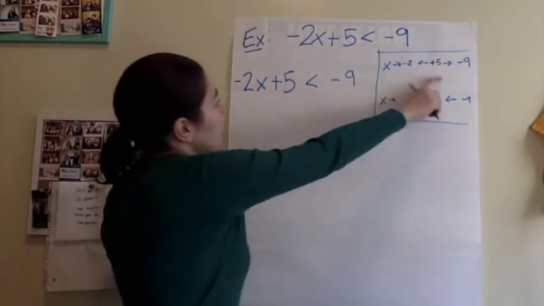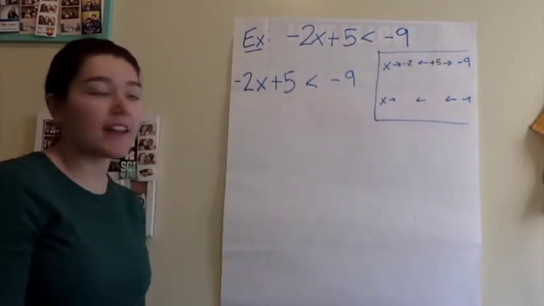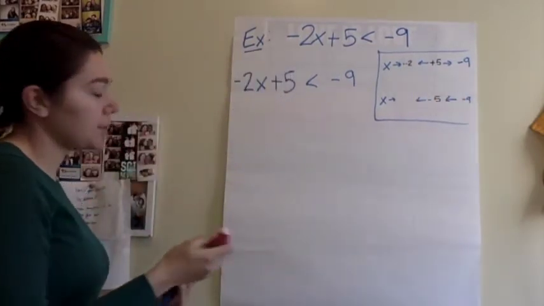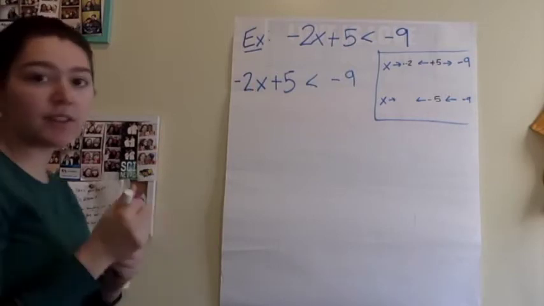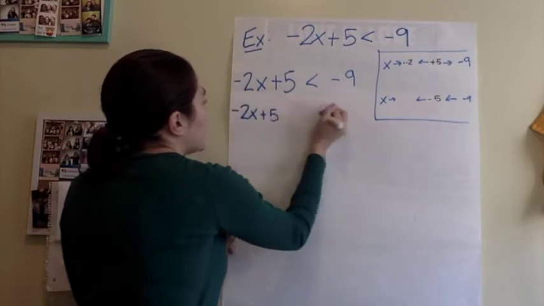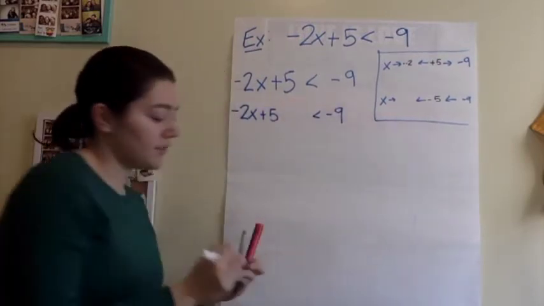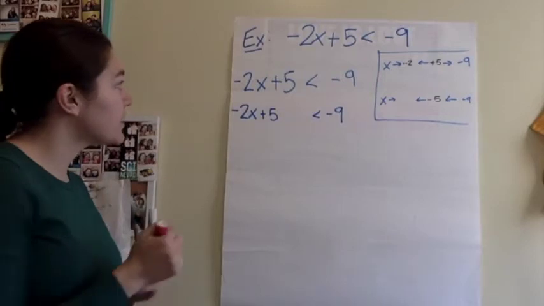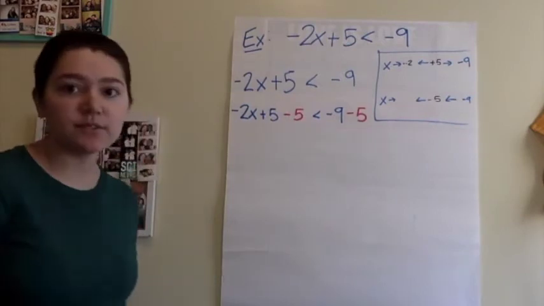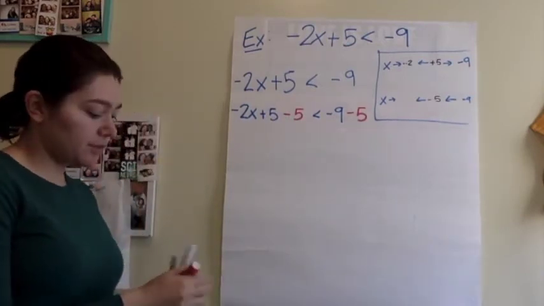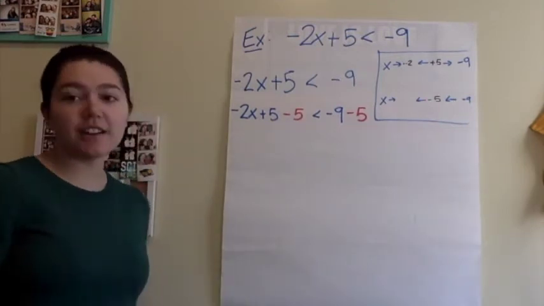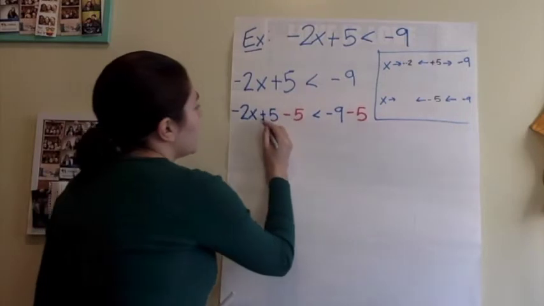So we have plus 5 here. We need to first undo that adding 5 by subtracting 5. So that's what I'm going to do first. I'm going to rewrite the inequality I currently have. Negative 2x plus 5 is less than negative 9. And then on both sides, I'm just going to undo that adding 5 by subtracting 5. Just like before, when I have plus 5 minus 5, that equals 0. Adding 0 doesn't do anything. It's just going to go away. So I'm just going to cross that off.